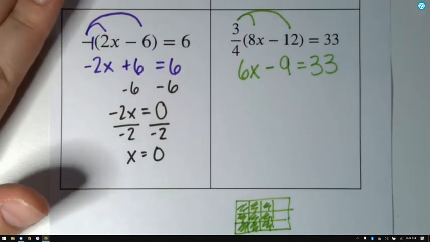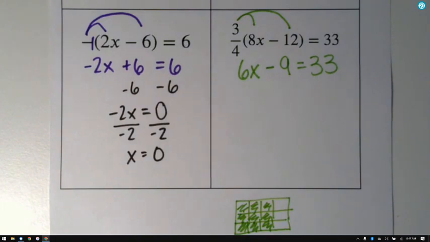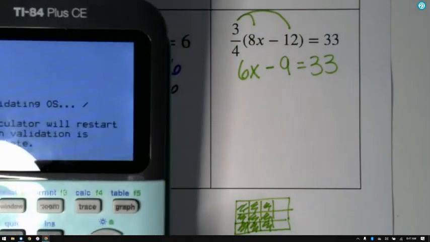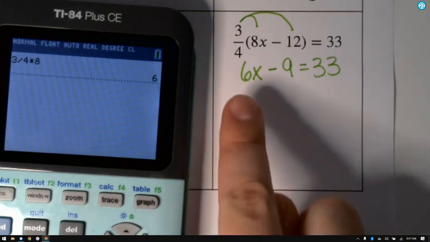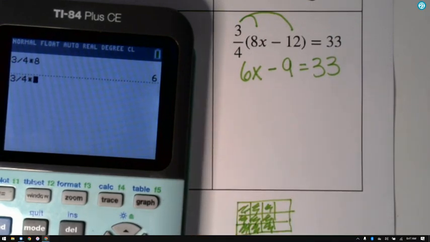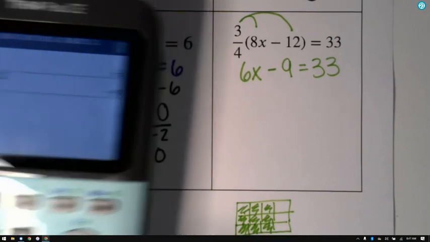If you are a person that just went completely over your head and you're just still terrified of fractions, don't be. Just use your calculator. So I could always, in my calculator, do 3 divided by 4 times 8. I get 6. 3 divided by 4 times negative 12. I get negative 9. Okay? So would I love for us all to understand what everything actually means? Yes. I would rather we actually get it done, though. So I've got 6x minus 9 equals 33.